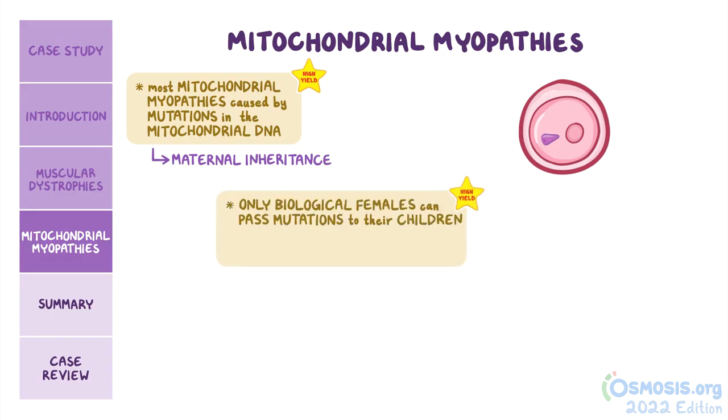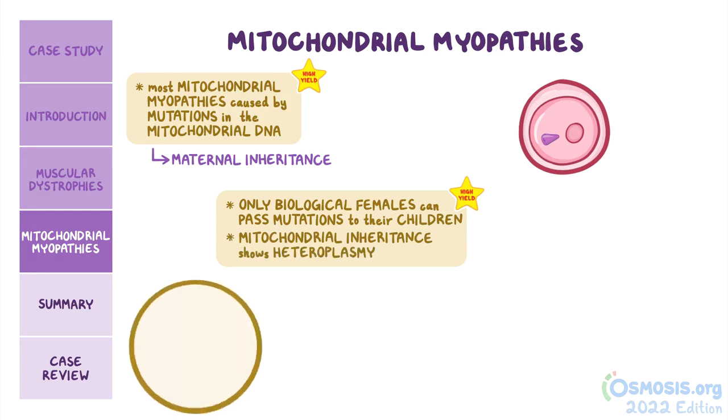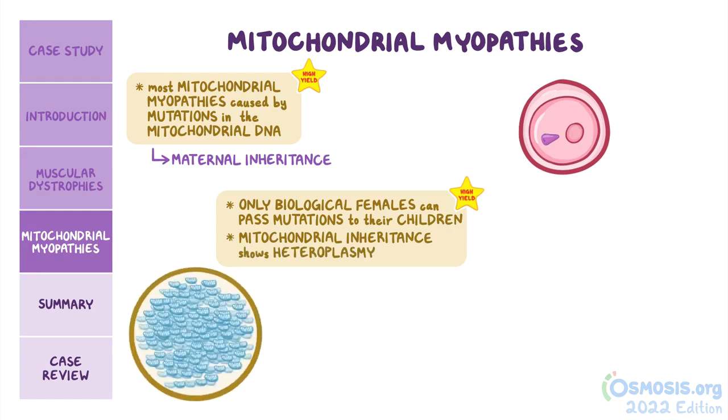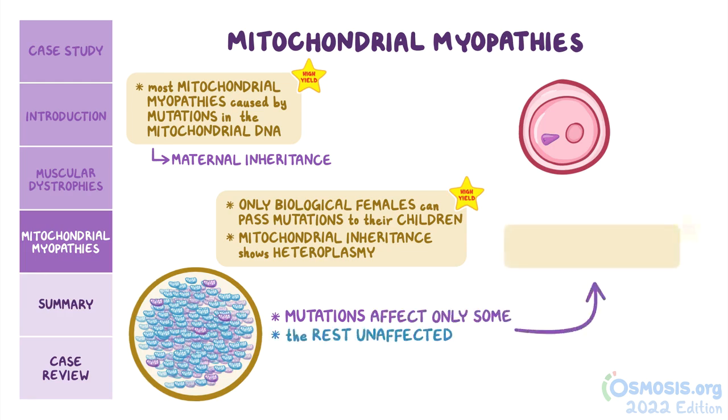Another high-yield fact is that mitochondrial inheritance shows heteroplasmy, which means that each cell contains hundreds of mitochondria with hundreds of copies of different mitochondrial DNA. As a result, mutations in mitochondrial DNA will only affect some mitochondria, leaving the rest unaffected. And the resulting mitochondrial myopathies can have variable clinical presentations and severity, ranging from mild to fatal disease.